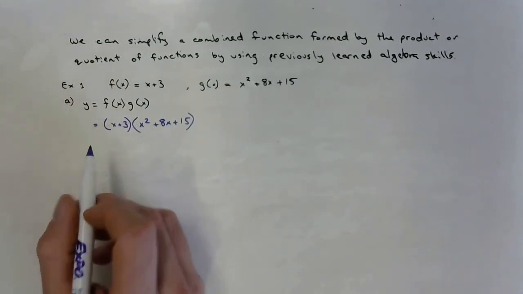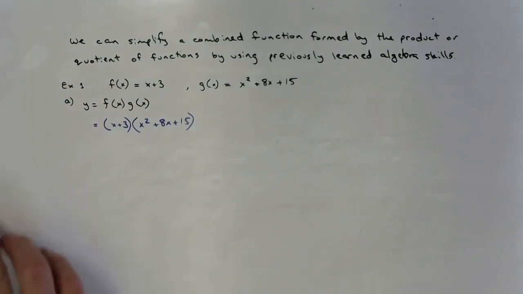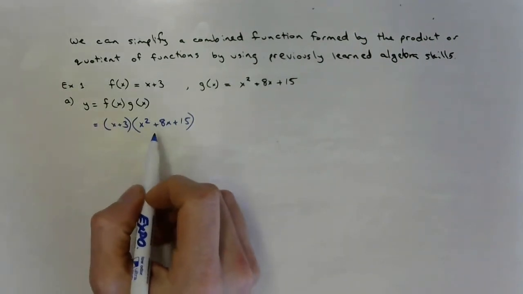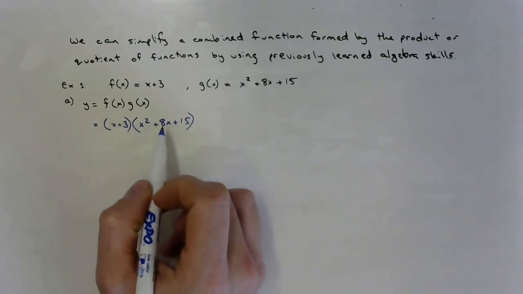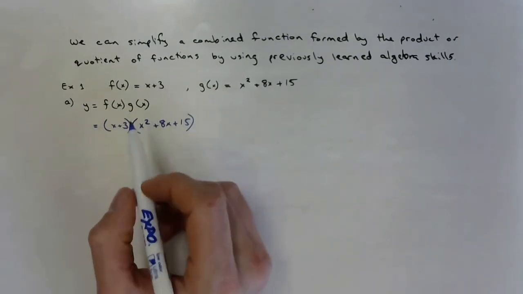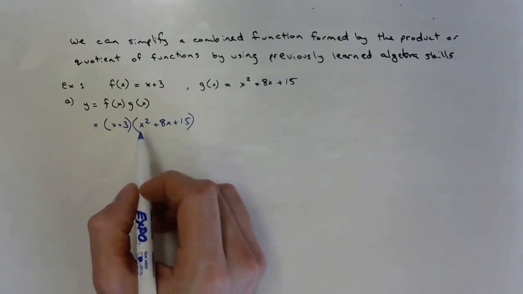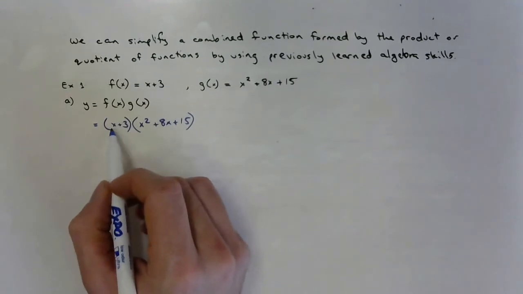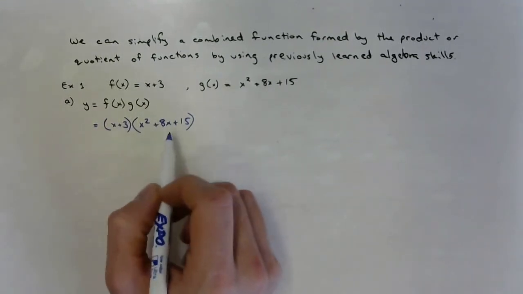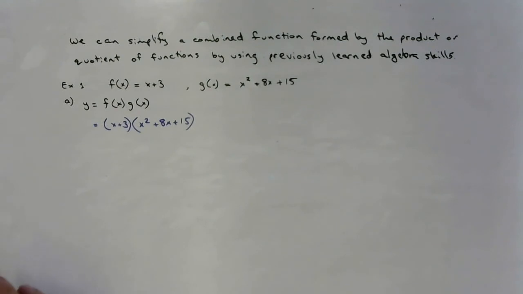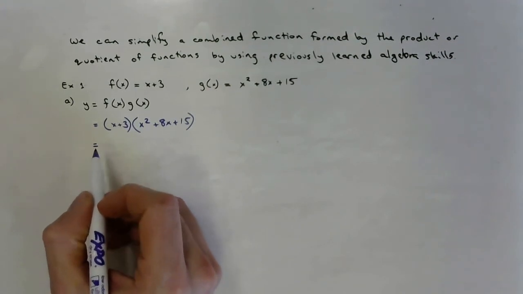And then we distribute, okay? The challenge here is you can't really use FOIL because there are more than two terms in the second polynomial. There's a trinomial. You do need to make sure that every single piece of the first binomial is multiplied by every single piece of the second polynomial there. So we're going to end up with 6 terms that we can then group like terms.